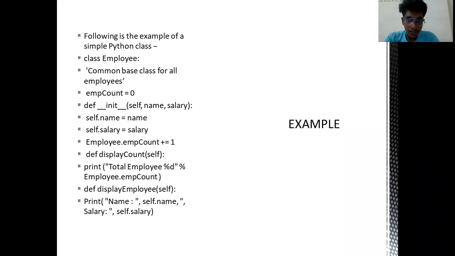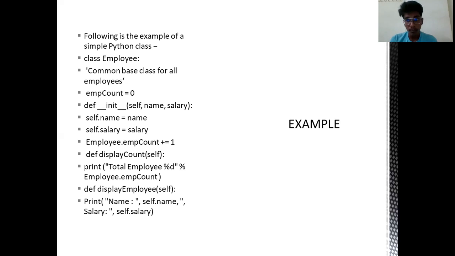So, some examples of class variables. A simple Python class Employee. Common base class for all employees, empCount equals 0. def __init__(self, name, salary). We are using the def __init__ function so that we can call self variables like self.name equals name, self.salary equals salary.